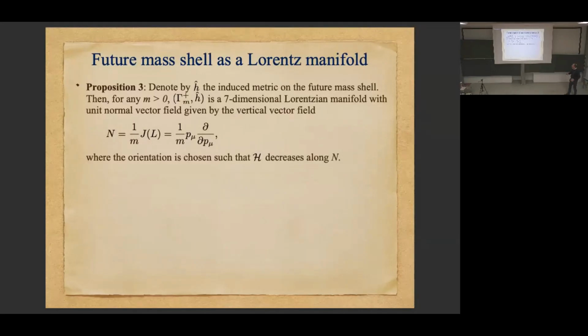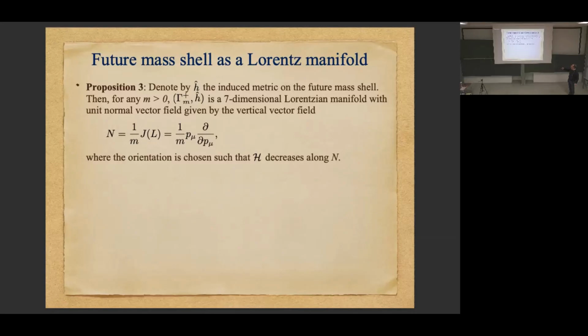All right, now let's go back to the mass shell. So we recall that for kinetic theory, not the whole cotangent bundle will be relevant, but only this 7-dimensional submanifold. So you have the Sasaki metric. Now you can induce the metric on Γ_m^+. And if you do that, then you lose one of the time directions. And then that means you are back in the realm of Lorentzian geometry.